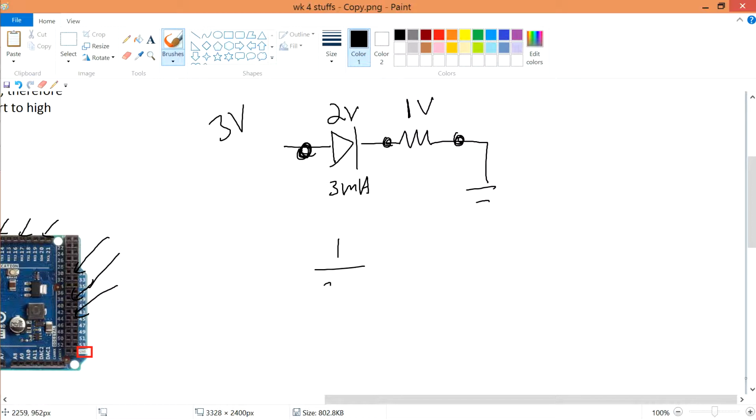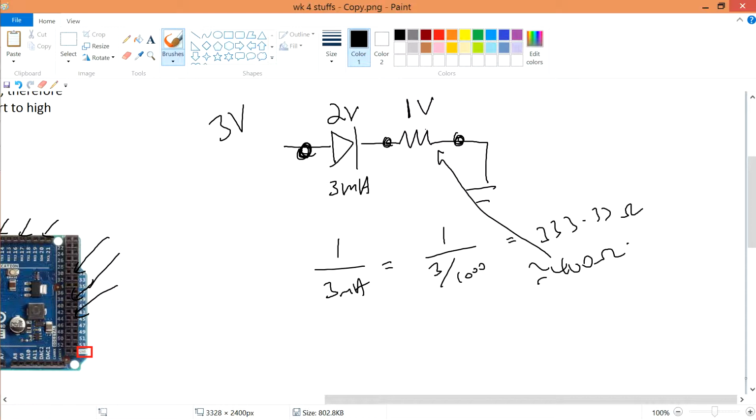So 1 divided by 3 milliampere, what do I have? It's 1 divided by 3 divided by 1000 because it's milli. Therefore we have 333.33 ohm. Round off, you can get a 400 ohm resistor. So a 400 ohm resistor can withstand 1 volt over here. And that's it. This is just a calculation for your resistors over here.